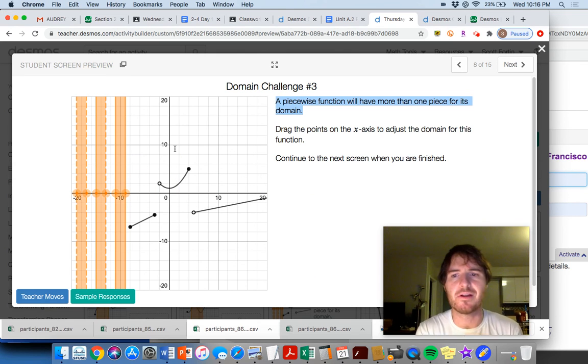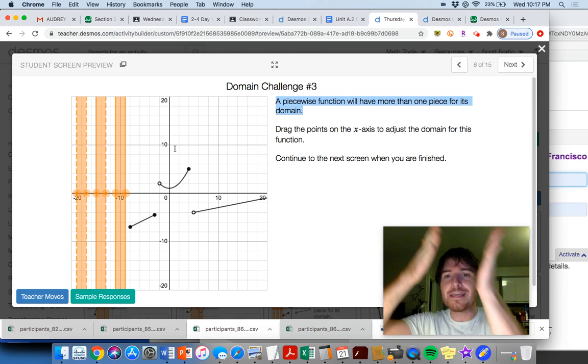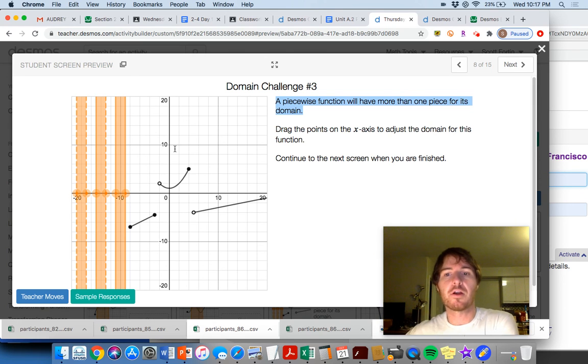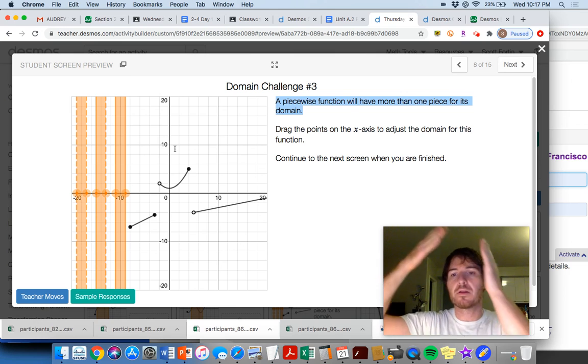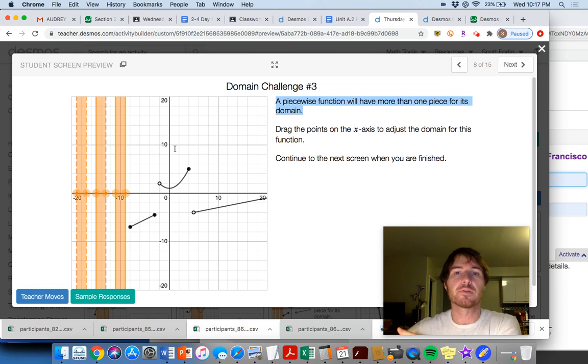Piecewise function, pieces here. So here we're going to have 3 continuous parts of our domain. One continuous part, another continuous part, and another continuous part. So there'll be discontinuity in between the 3 parts, but at least we'll have 3 parts here. So a piecewise function will have more than one piece for its domain. Drag the points on the x-axis to adjust the domain for this function. Continue to the next screen when you're finished.